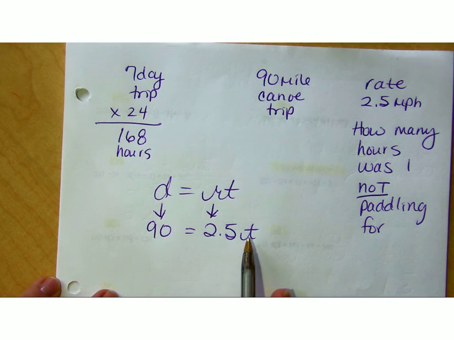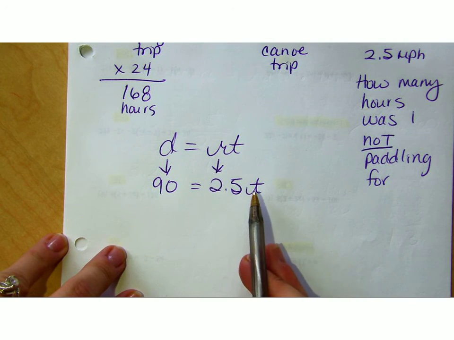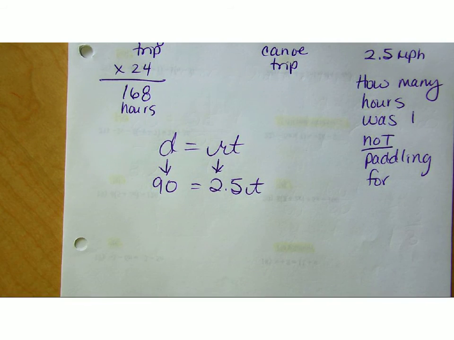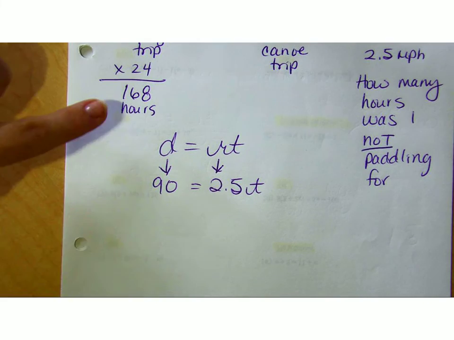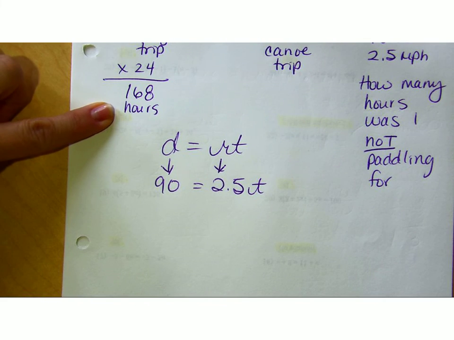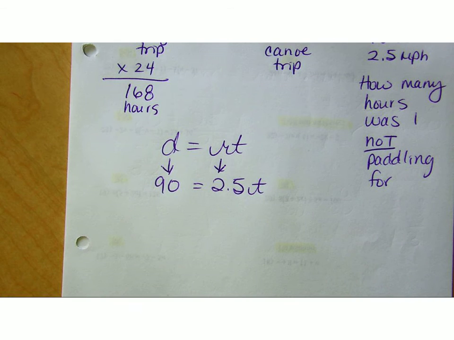If I find this, I will solve for T, and T will tell me how many hours I was in that canoe for. And if I know how many hours the total trip was, and I know how many I was canoeing for, what could I do to figure out how many I wasn't? I would subtract. It's a simple thing. That's one way to do a multi-step problem. Figure out what it is, and then subtract it to find what they're asking you.